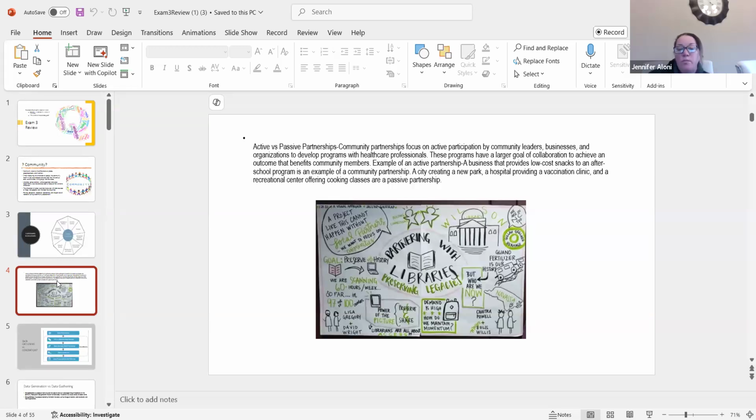A city creating a new park, a hospital providing a vaccine clinic, and a recreation are all passive because these are all things that you would expect them to do, right? They're not doing anything above and beyond.